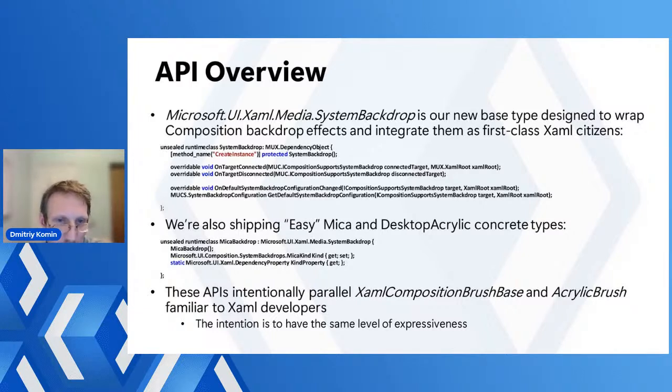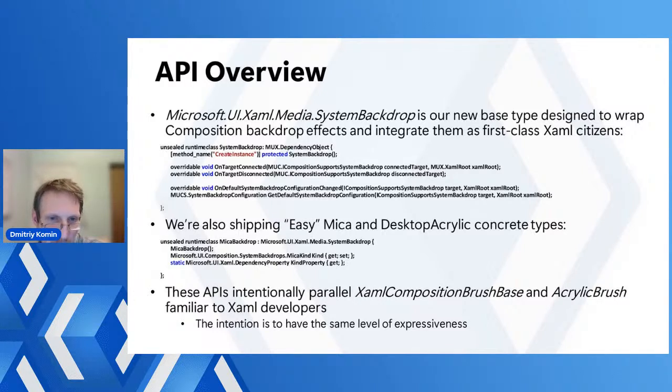Like maybe a little bit hard to see, but it consists mostly of connected, and I should mention this is a base type. So the model here is that for a material that is being added, we derive from the base type. In the derived type we then instantiate and use, and essentially connect, a concrete composition controller, IXP controller. So we override target connected and target disconnected from the system backdrop type in our concrete type, such as, for example, Mica.